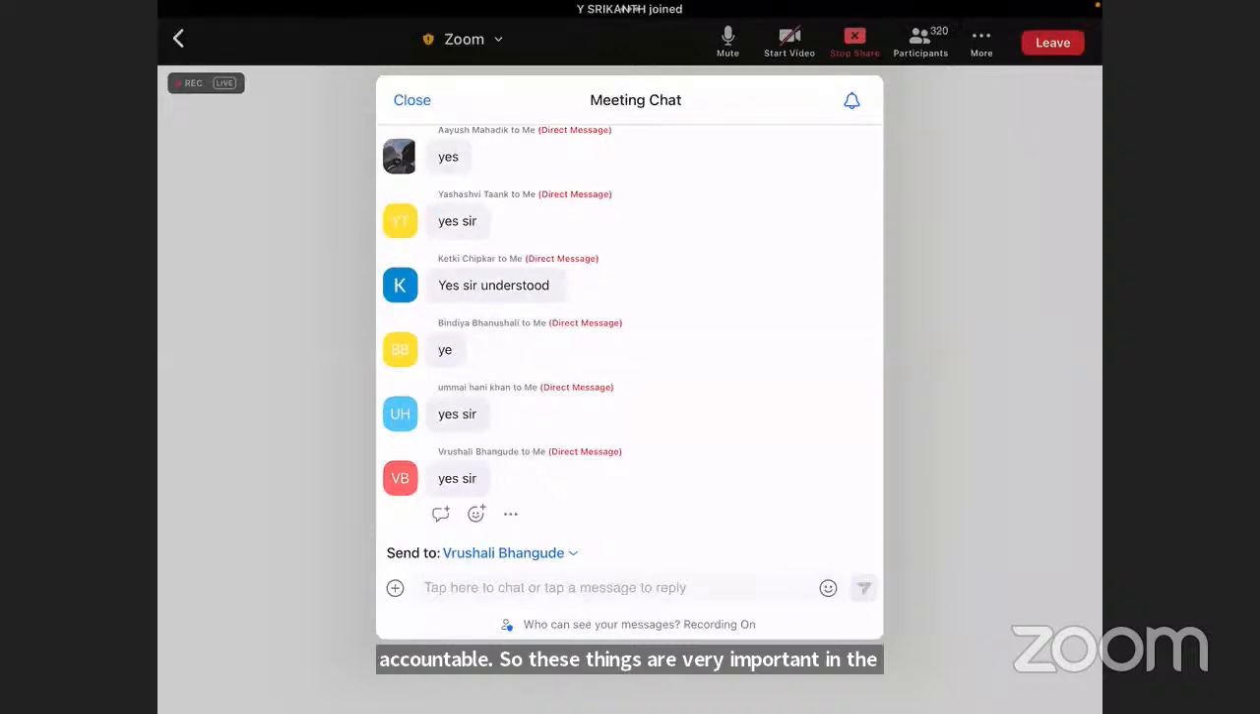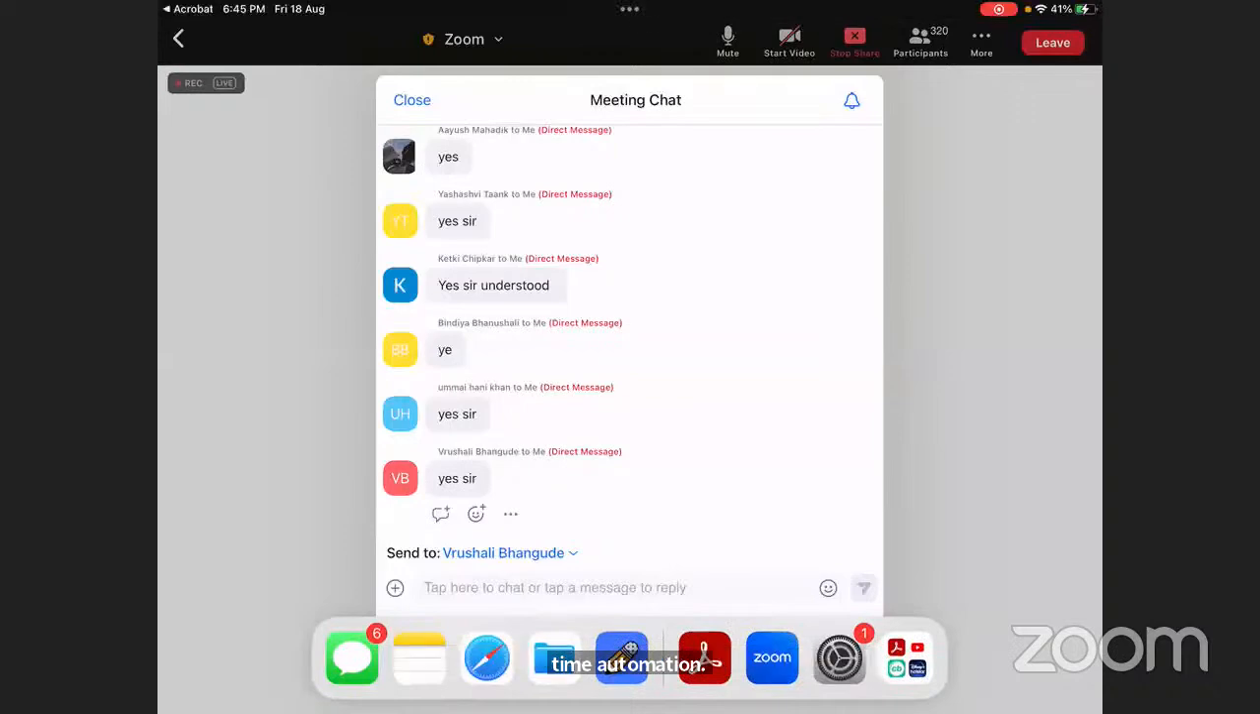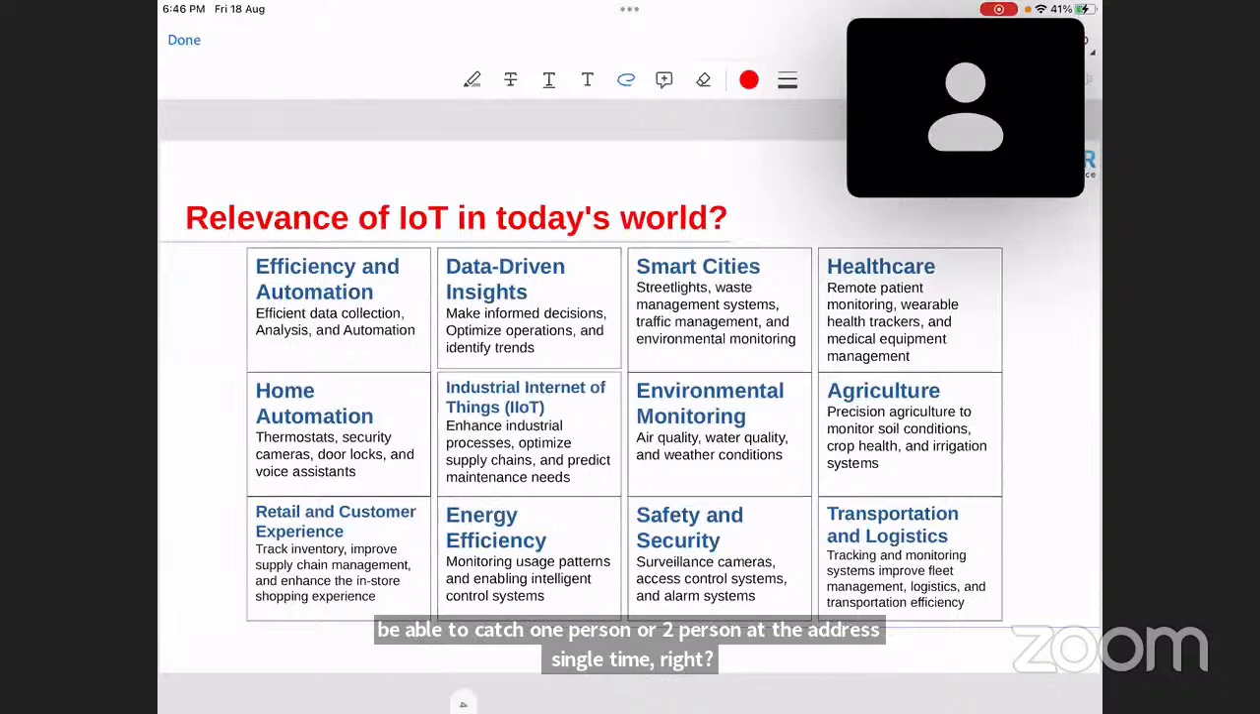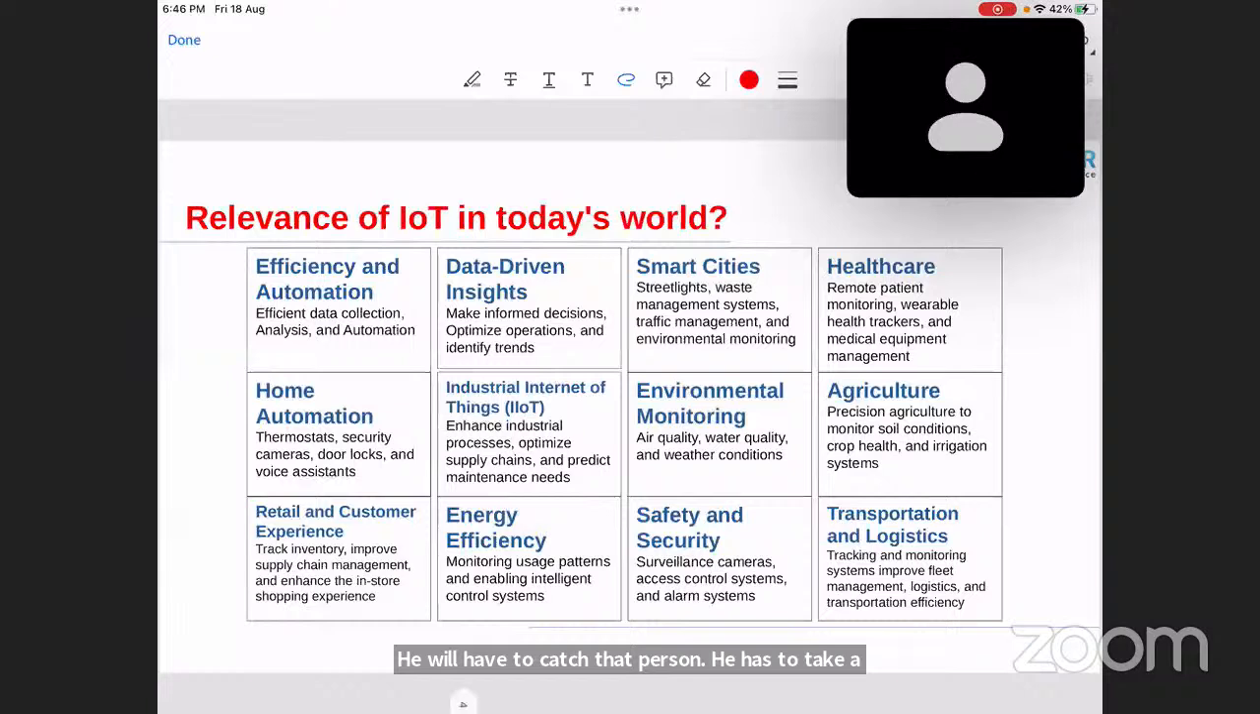I was talking about the smart camera connected to a traffic light. Earlier, one traffic police used to be standing there, checking everyone. During office timings, he would not be able to catch more than one or two people at a single time. He has to catch that person and take a challan, and by that time many people will go away. There might be 2-3 people there, but they will not be able to do it 100%.